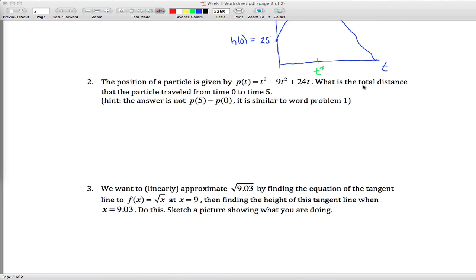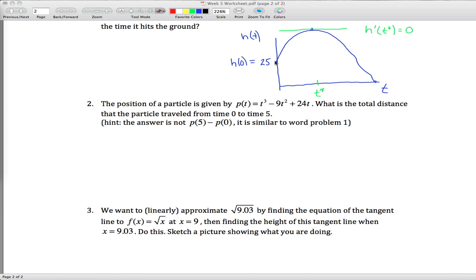Problem 2, the position of a particle is given by this guy. What's the total distance that the particle has traveled from time 0 to time 5? So what I'm saying here is you can't just look at where it ends up, the position after 5 seconds, and subtract where it started out, the position after 0 seconds, the initial position. That won't be your answer because it might be going forward for a while, backwards for a while, then forward again for a while. Kind of like over here, we couldn't just do 25 minus 0 or 0 minus 25. We had to kind of look at some intermediate points. We had to look at where the position was changing directions. So that's what we're going to do down here.